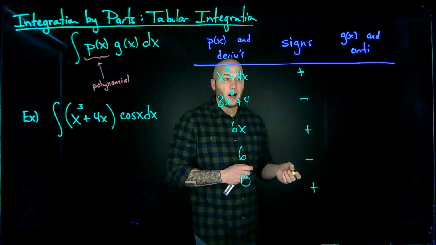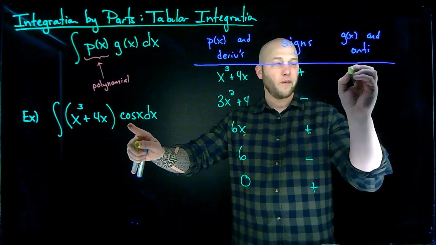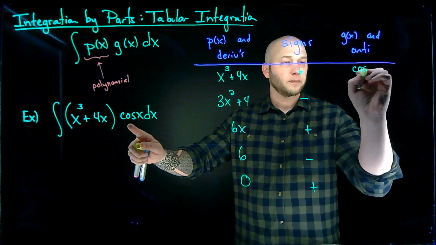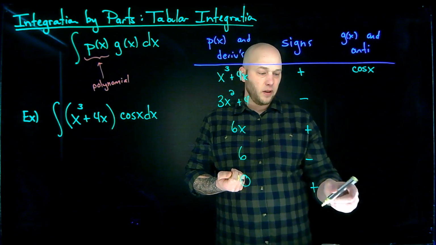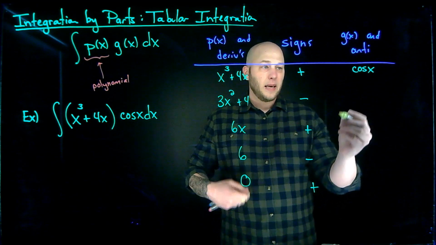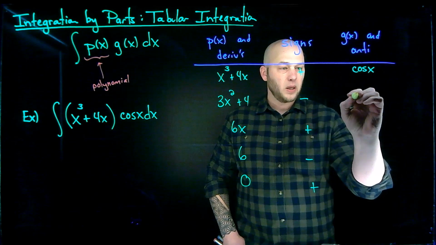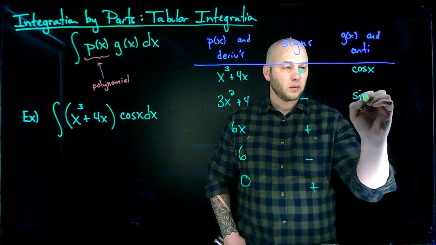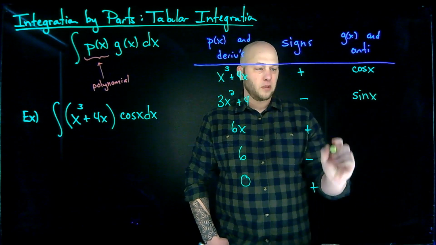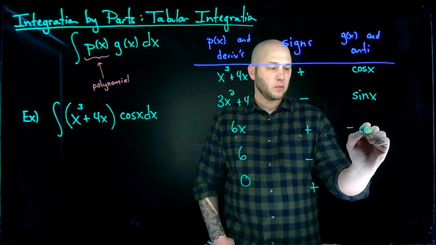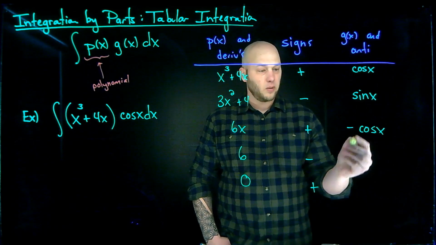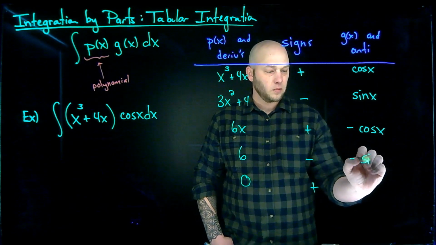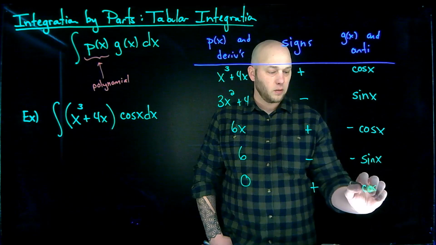For the third column, I'm going to start by listing the other factor, which is cosine of x. And then I'm going to repeatedly take antiderivatives until I get to this bottom row. Antiderivative of cosine would be positive sine. Antiderivative of positive sine would be negative cosine. And then so on and so forth until I get down to here. So antiderivative would be negative sine and then cosine.